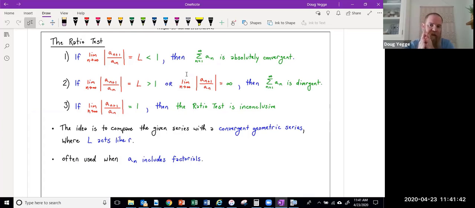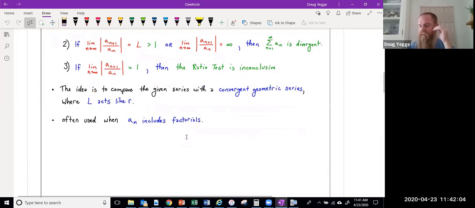Let's say that you're given a series A sub n, and I want to determine again if it converges or diverges. Then basically what we're going to do is take a ratio of the next term in the sequence divided by the prior term in the sequence. Now, if you think about this, let's say A sub n is 1 over n.